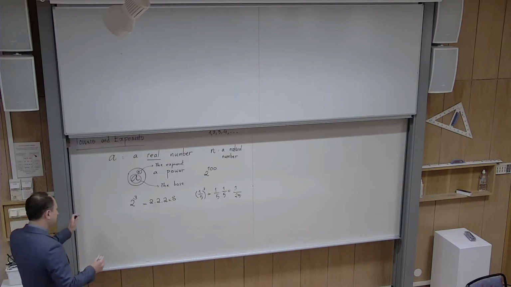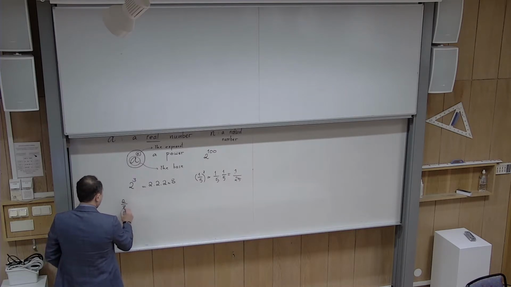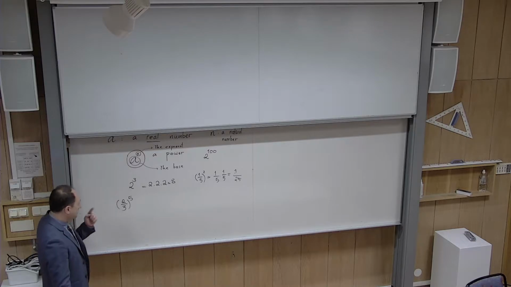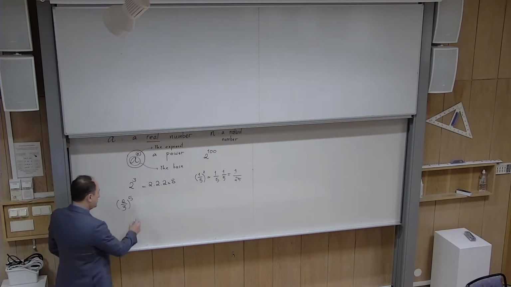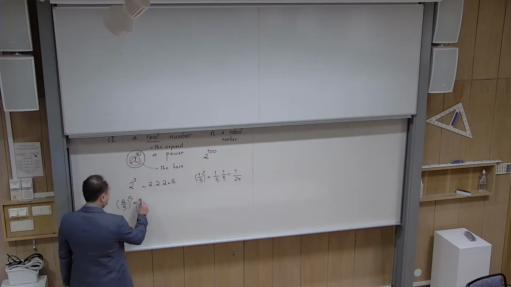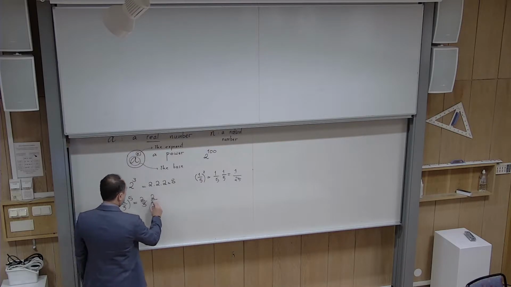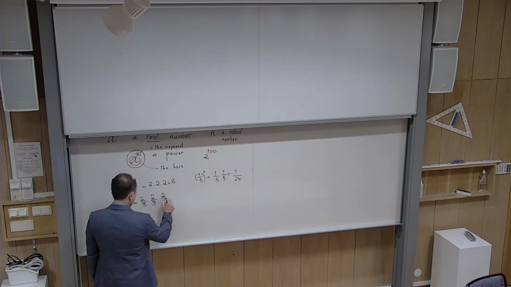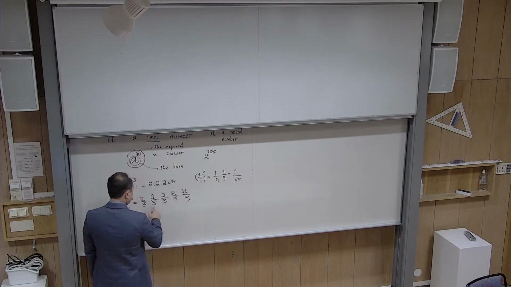For example, am I allowed to ask you what is 2/3 to the power of 5? Yes. Because what matters for the time being is that this number should be a natural number. But what happens in the base, not important. So what does it mean? It means write the number in the base, in this case 2/3, and multiply it by itself. In this case, how many times? 5 times. So I have to multiply this: 1, 2, 3, 4, 5.